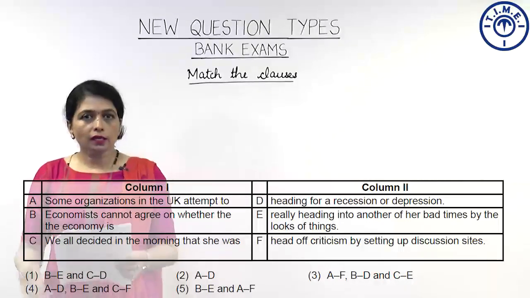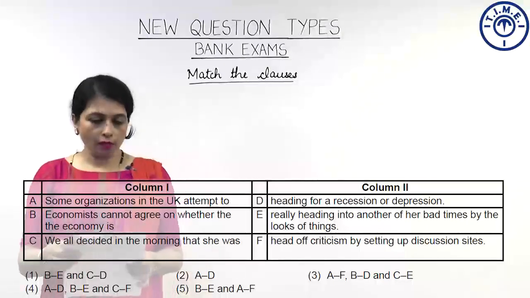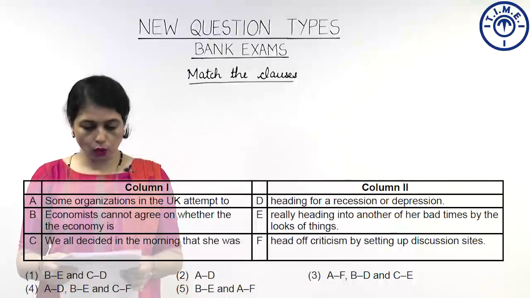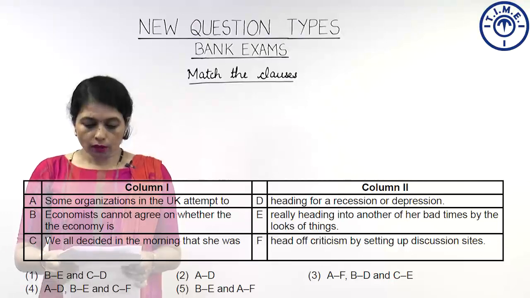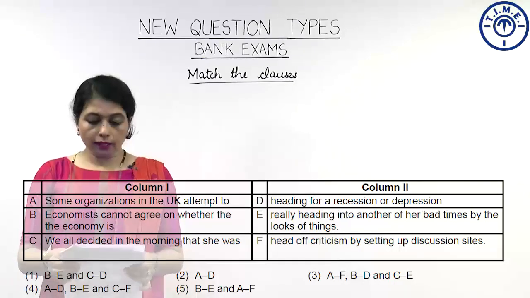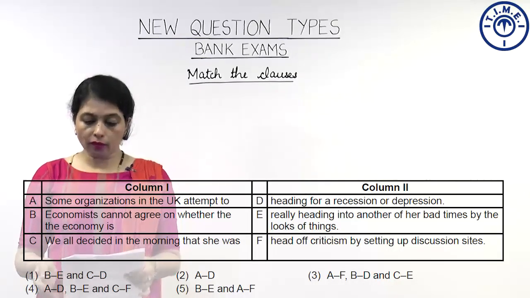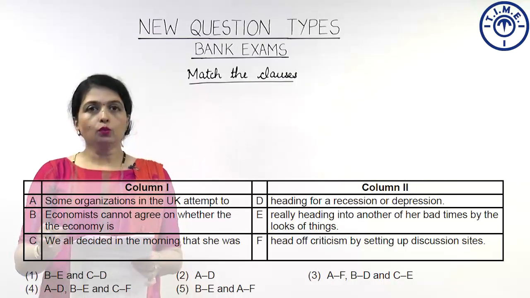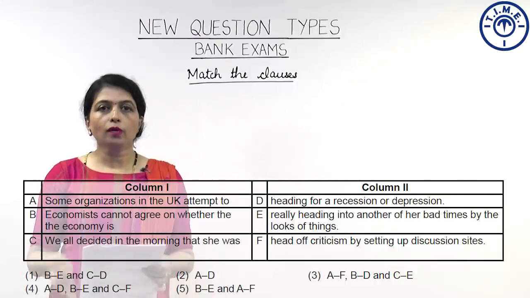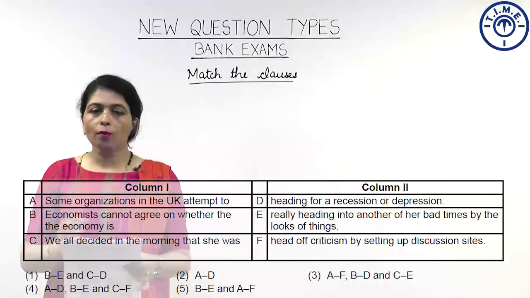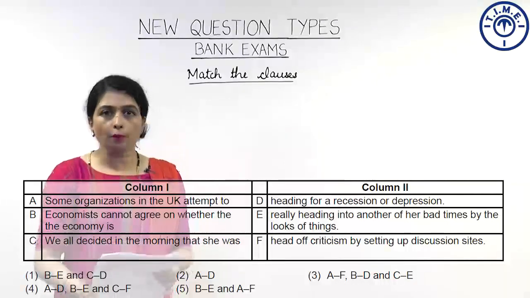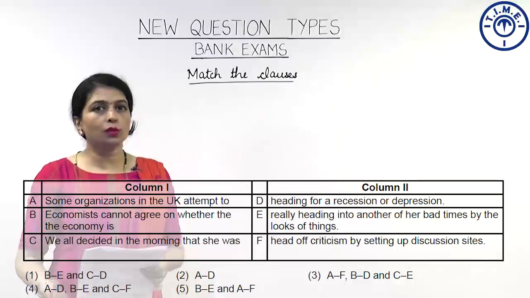Fine. So as I read out, please pay attention and understand whether the sentence that is being read out is correct or not. Some organizations in the UK attempt to heading for a recession or depression. Now attempt to has to be followed by a verb in the simple form and not in the ing form. We attempt to do something and not attempt to doing something.